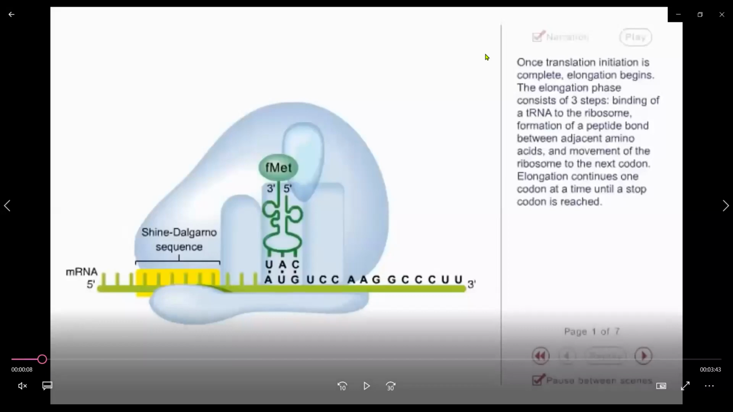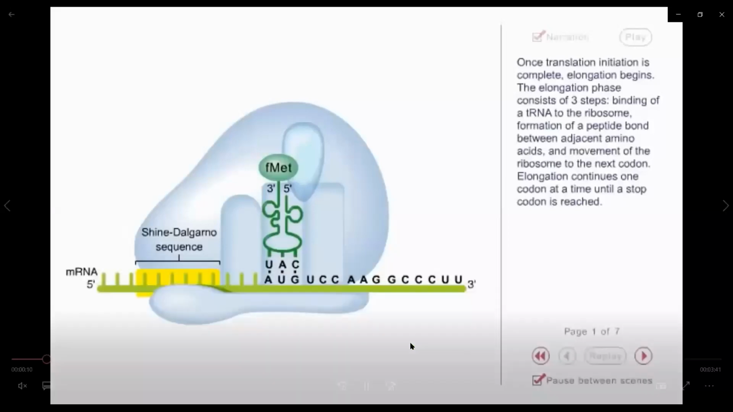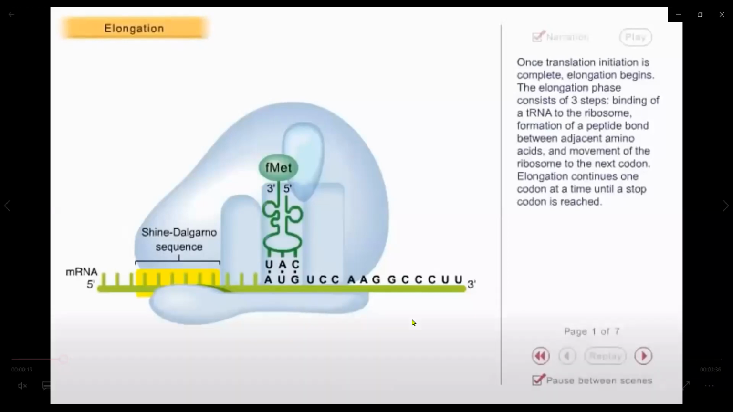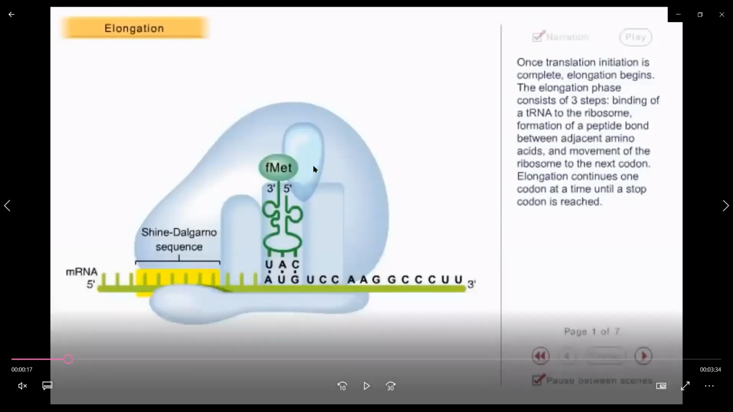Once the initiation process is completed, as we saw in the earlier animation, the translation elongation phase begins. Now, the elongation phase consists of 3 steps. If you look into this structure, we have an mRNA, the initiator tRNA positioned in the P site, an empty vacant A site, and an empty vacant E site. There's another droplet in the background, that is actually the enzymatic center of the ribosome, where the peptide bond formation will take place.